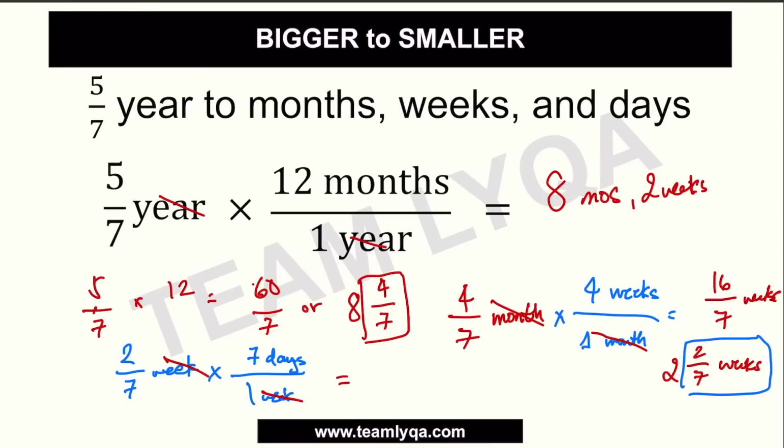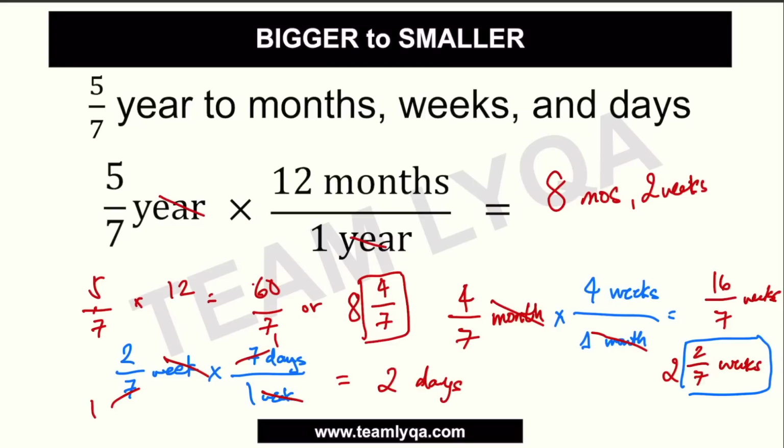We will be left with days. Pero ilan? 2 over 7 times 7. Again, multiplying by cancellation, pwede natin i-cancel ito. Magiging 1 na lang sila kasi pareho naman silang divisible sa 7. 7 divided by 7 is 1. 7 divided by 7 is 1. So now you have 2 times 1 or 2 days.